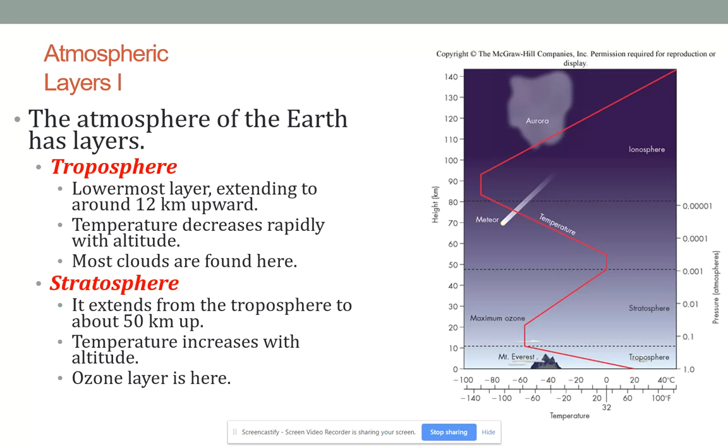Here is a breakdown of the atmosphere going from the Earth up. So the lowest level, the level that we live in, is the troposphere.